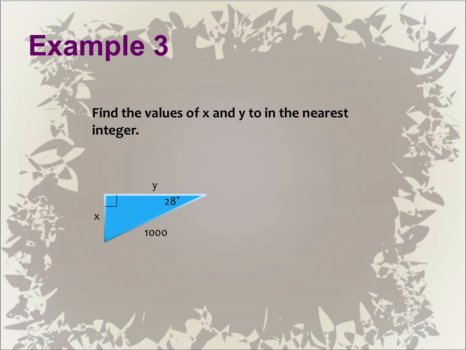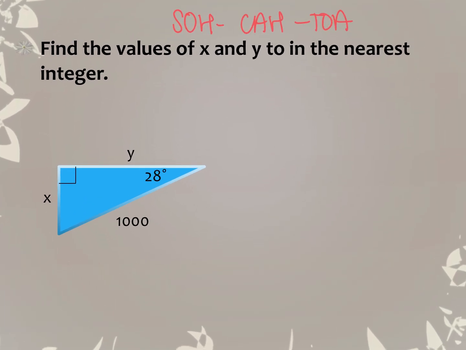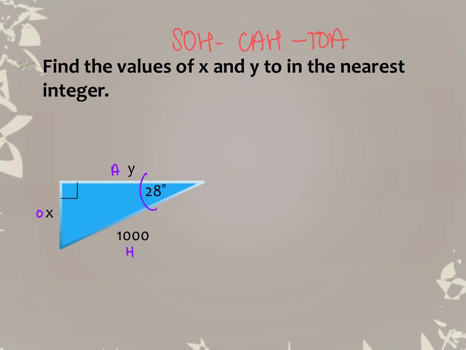Okay. All right, looking at example number 3, it says find the values of x and y to the nearest integer. So, still writing my SOHCAHTOA. All right, and looking at what I have, they're giving me my angle. So according to this angle, I have my opposite side, my adjacent side, and my hypotenuse. So I'm going to go ahead and solve for x first. Using process of elimination, solving for x.